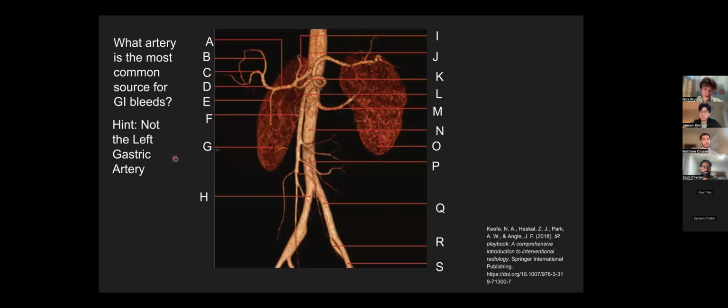All right, this is both identification plus application. And this is a little bit of a tricky question, but what artery is the most common source for GI bleeds? So I mentioned two arteries during this presentation. One of them was the left gastric artery. I'm telling you right now that the answer is not the left gastric artery. So it's the other artery that I mentioned, but I know there's a lot going on in this region.